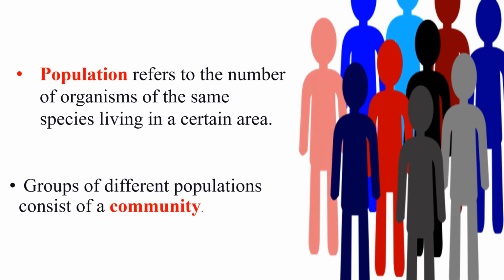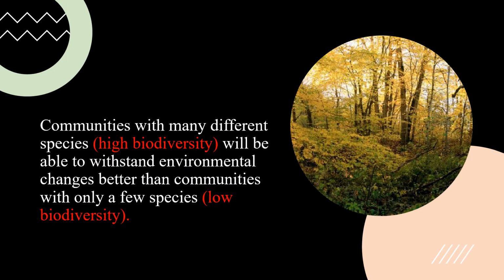Based on what you have discussed during grade 8, population refers to the number of organisms of the same species living in a certain area. Groups of different populations consist of a community. When we say high biodiversity, it refers to communities with many different species, and it will be able to withstand environmental changes better than communities with only a few species, which is low biodiversity.